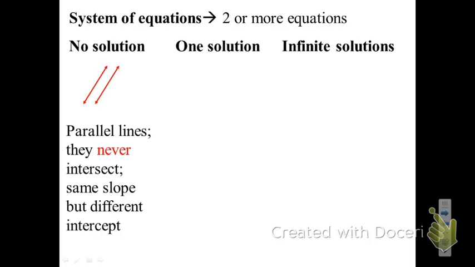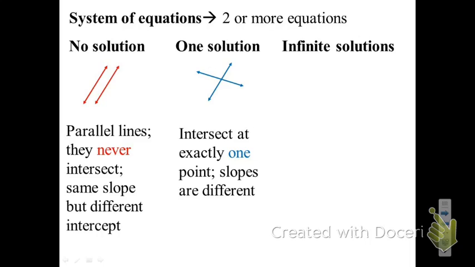No solution is when you have parallel lines. They never intersect. And they also have the same slope but different intercept. So those are some things you can look for. One solution is when the two lines will intersect, and they intersect at exactly one point. If you look at the equations of the lines, the slopes will be different. You will be asked to identify where that one point is located.